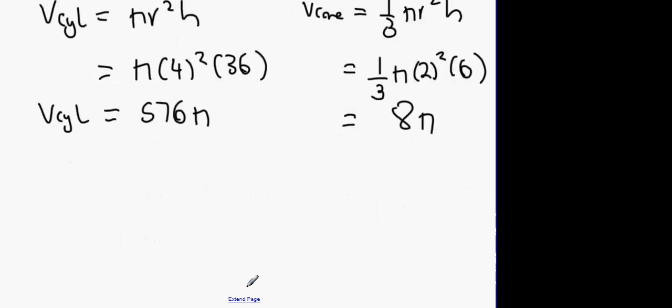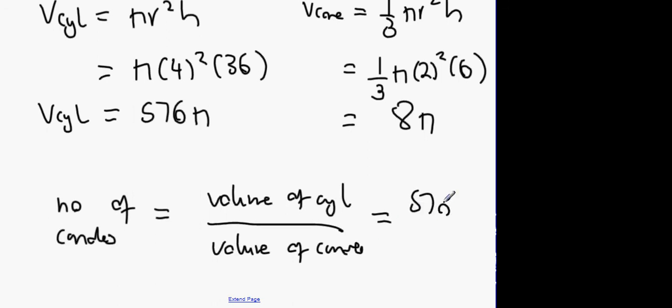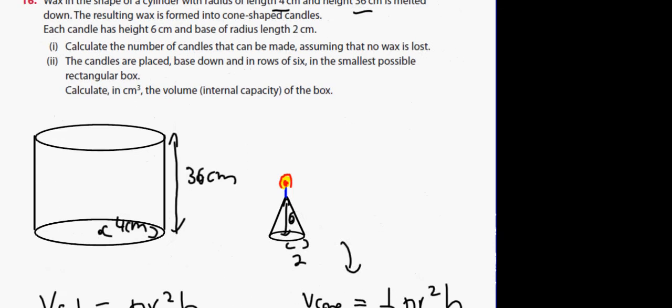This will tell us how many candles are the size of the cylinder. So number of candles equals volume of cylinder divided by volume of cone, the volume of a candle. And we said that's 576 divided by 8, and what did you say? 72. 72 candles. Next question.